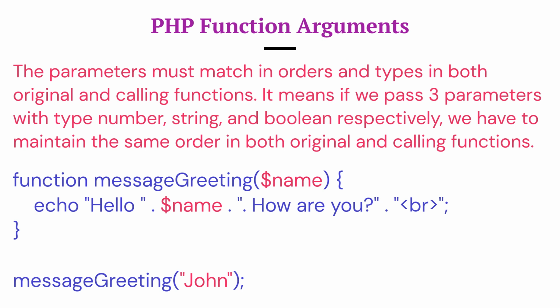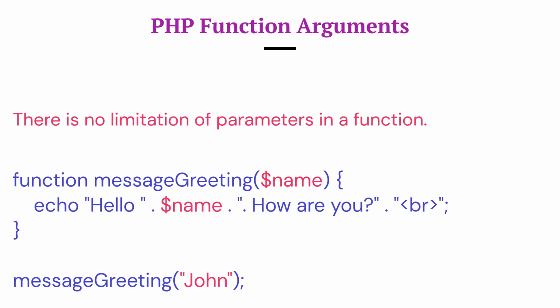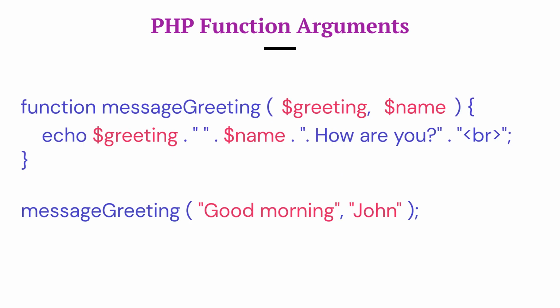It means if we pass 3 parameters with type number, string, and boolean respectively, we have to maintain the same order in both original and calling functions. 7. There is no limitation of parameters in a function. Let's modify our example with 2 parameters.